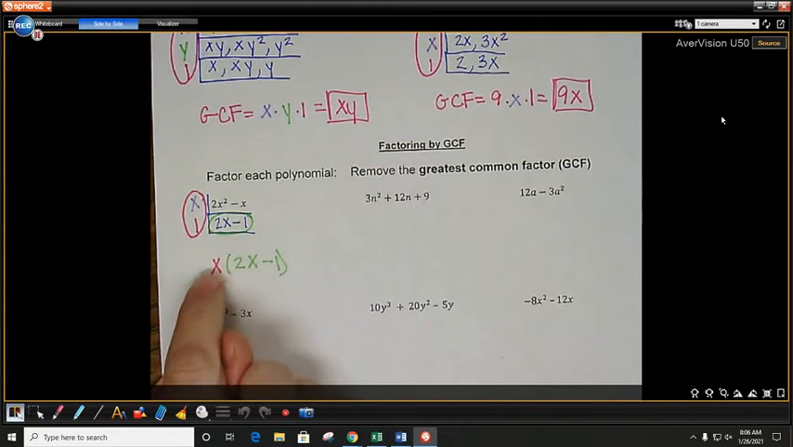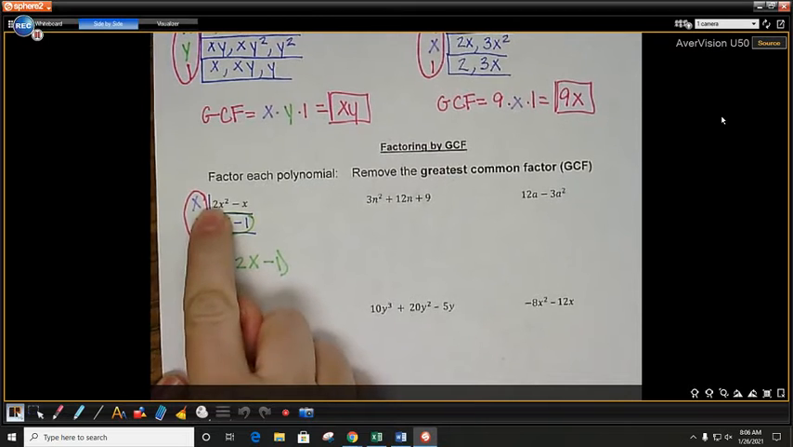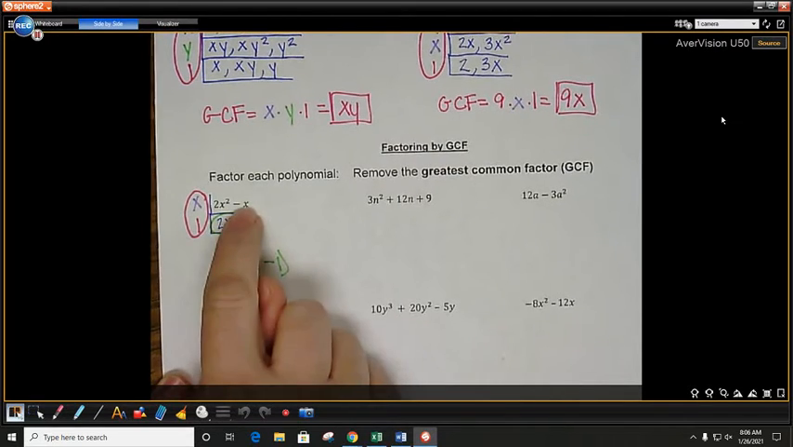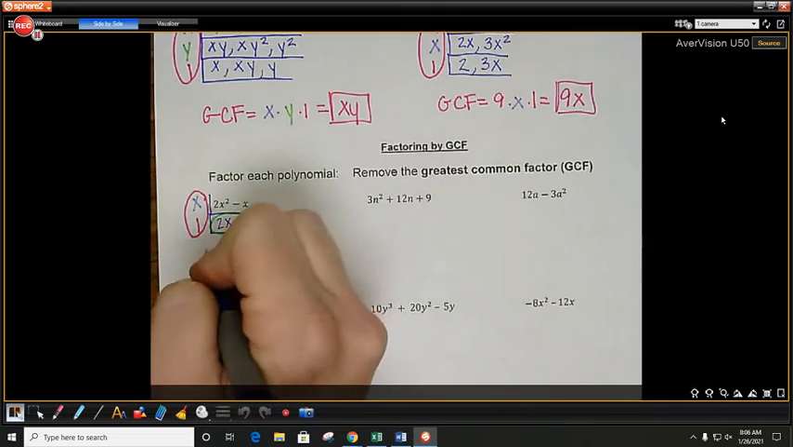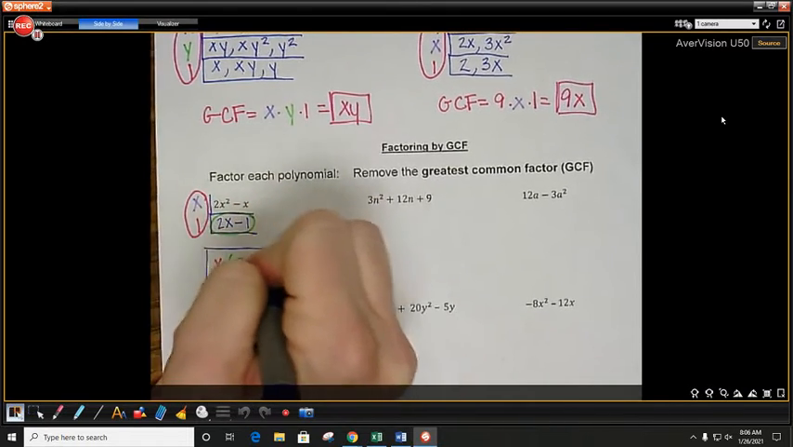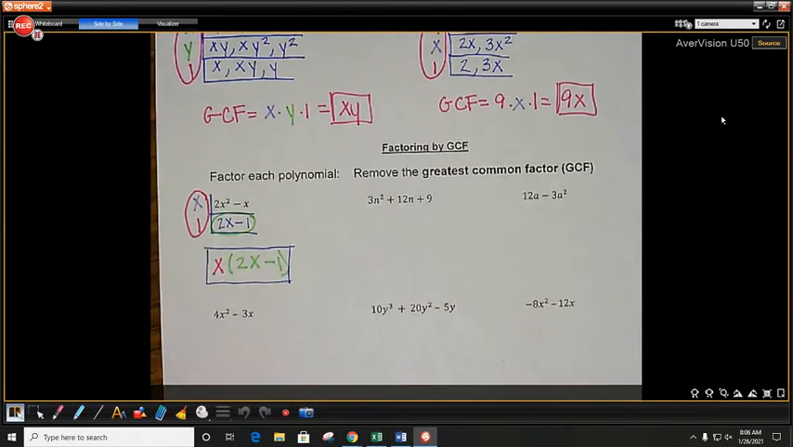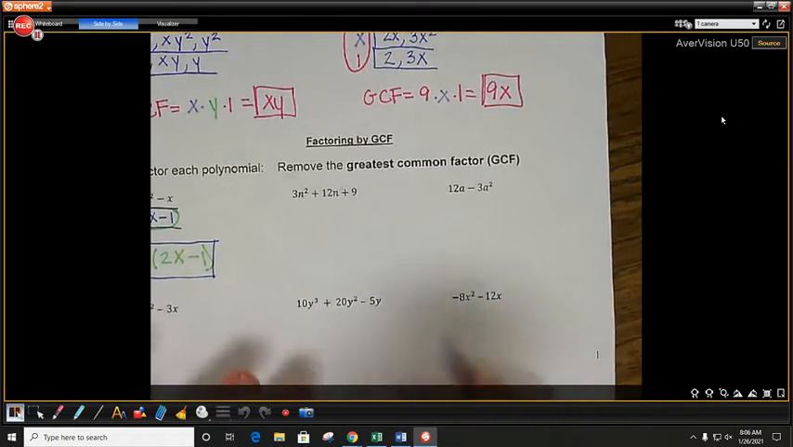Okay, now you can check yourself. x times 2x, 2x squared. x times negative 1 is negative x, so I know that we did it correctly. Okay, so let's move on to the next one.